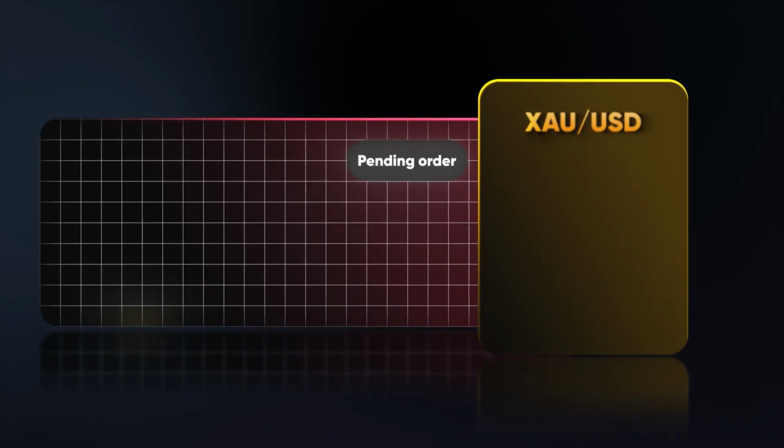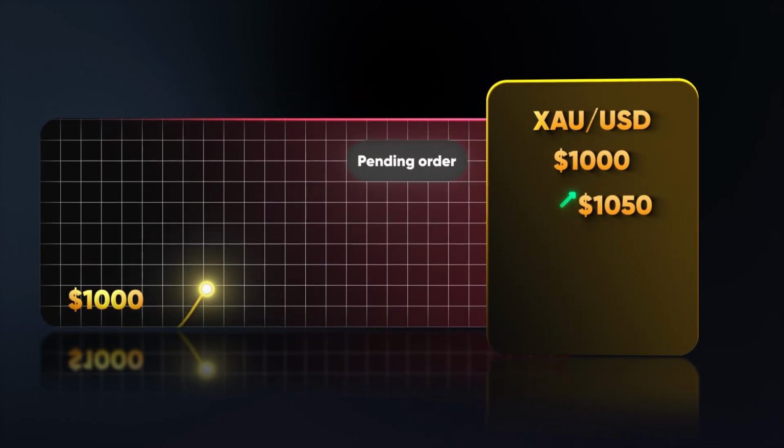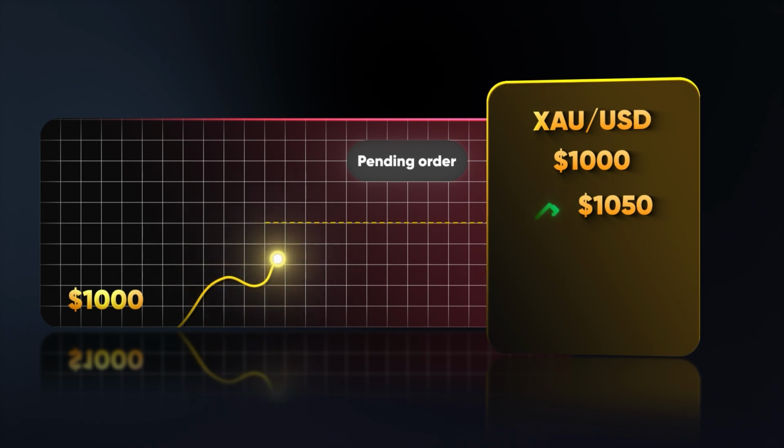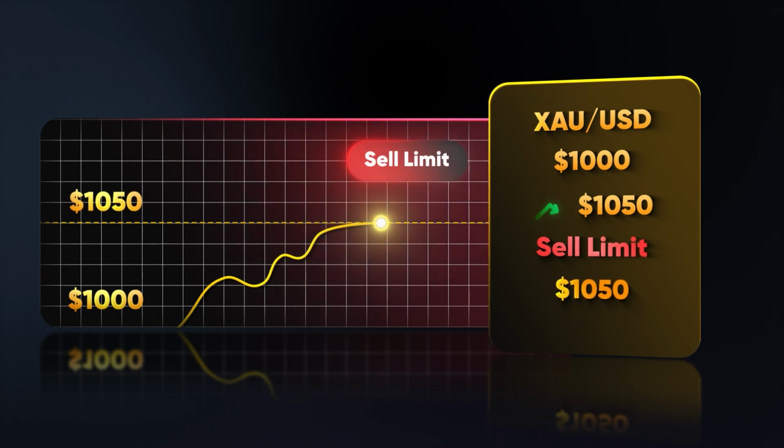Now, the opposite case, gold is at $1,000 and you expect it to rise to $1,050 before starting to fall. So you set a sell limit order at $1,050. Once the price hits that level, your sell trade is opened.